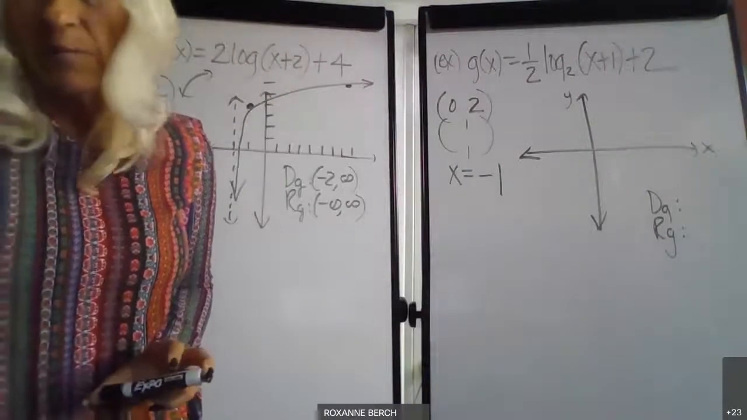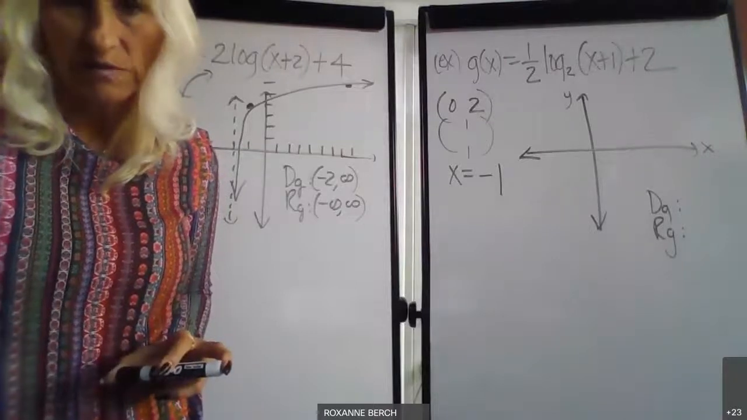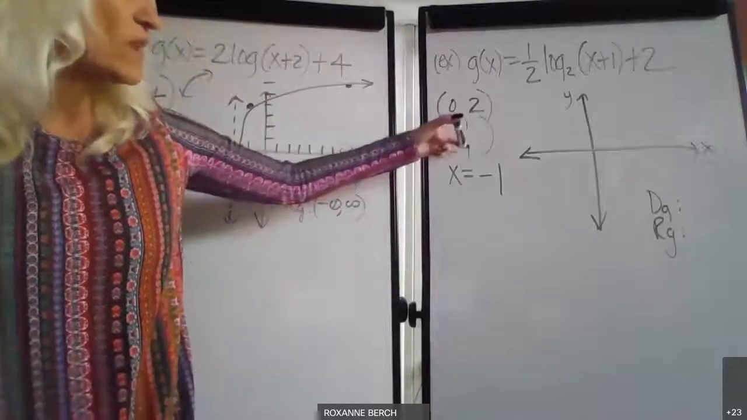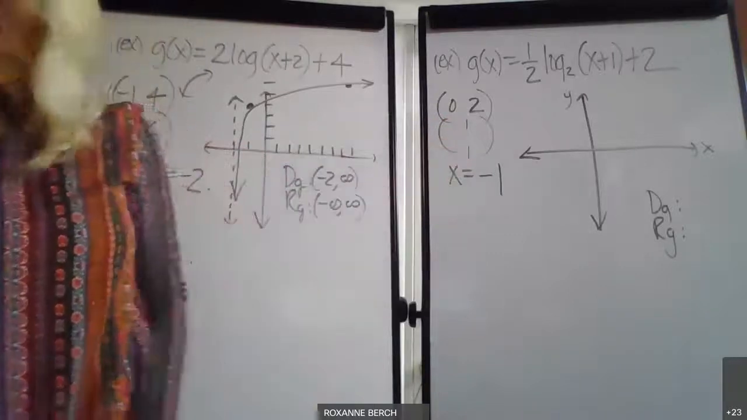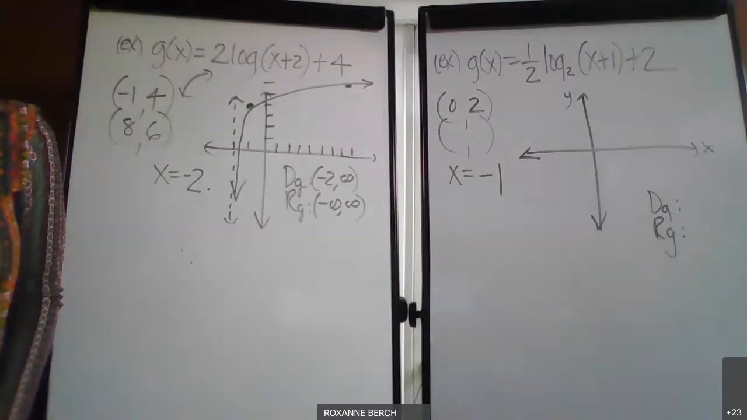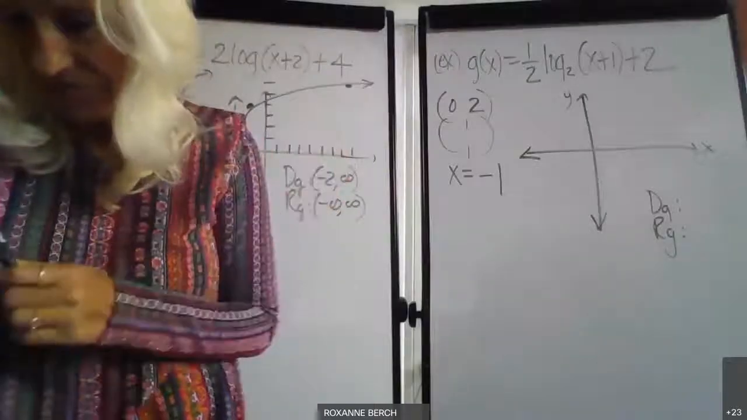The parent points were 1, 0, 2, 1, right? Okay, this is one of the final points. What did somebody get for the other final point? 1/2 and 3. Okay, I'm not getting that. That doesn't mean I'm right.